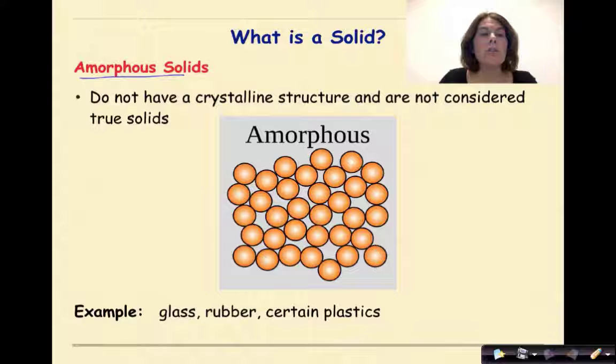Amorphous solids do not have a crystalline structure and are not considered true solids. Examples of these are glass, rubber, certain plastics, and maybe at some point in your life you played with this thing called oobleck. Oobleck is definitely an amorphous solid.